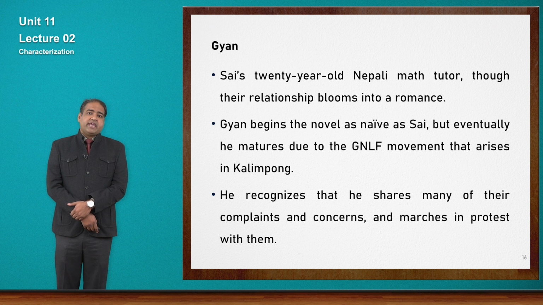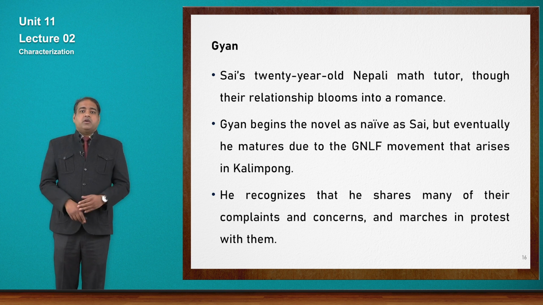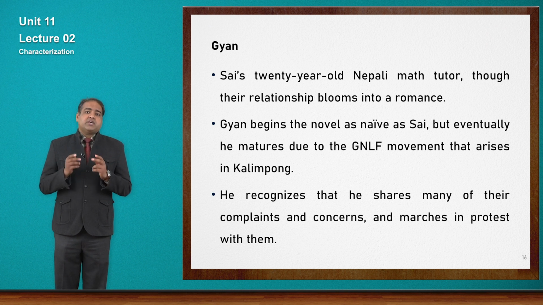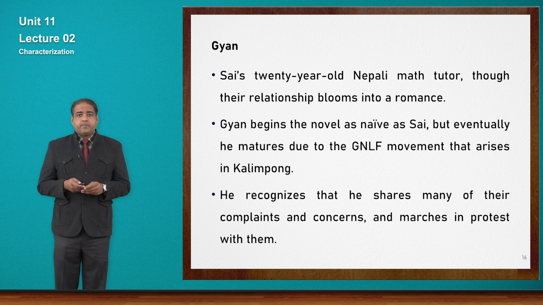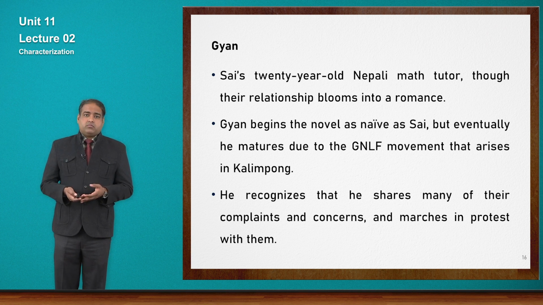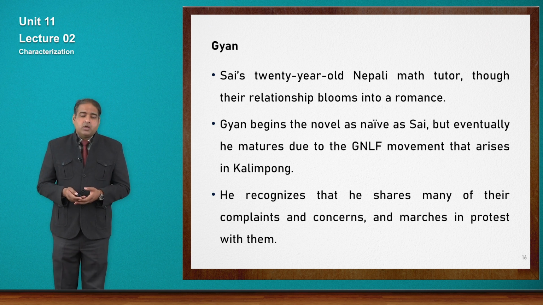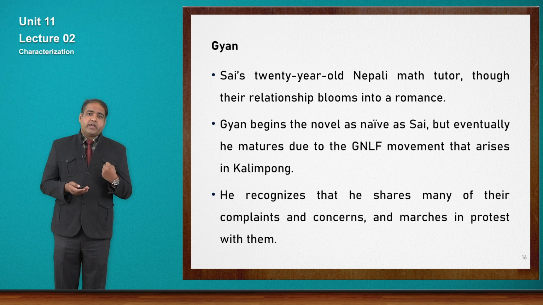Gyan begins the novel as naive as Saeed, but eventually he matures due to the GNLF movement that arises in Kalimpong. So friends, in the beginning of the story, we saw that Saeed is a graduate. But then he joins this GNLF movement, he becomes a man. It matures his personality, and thus this place Kalimpong becomes a place of a graduate person converted from a boy to a man.